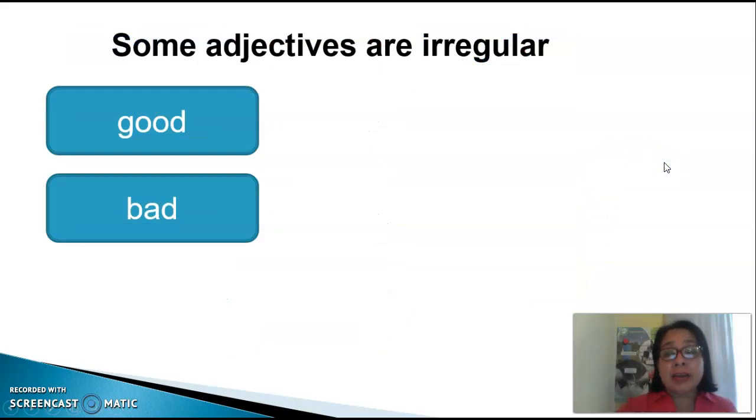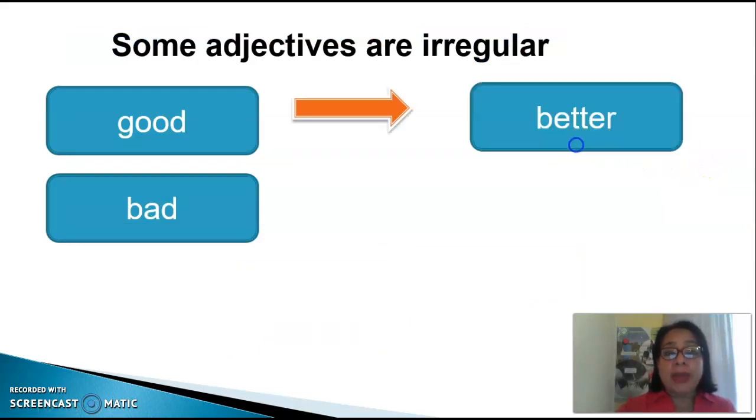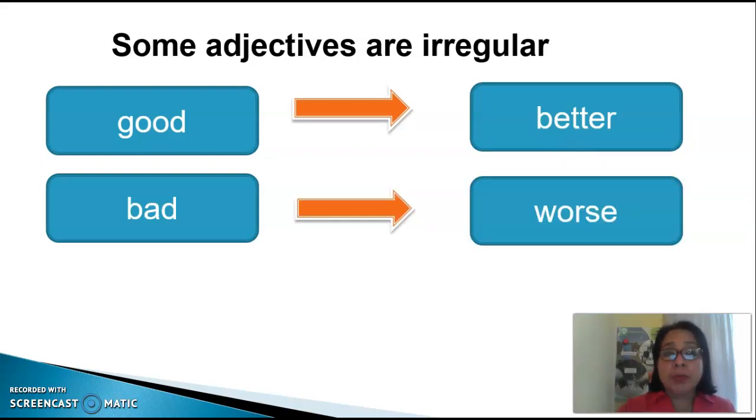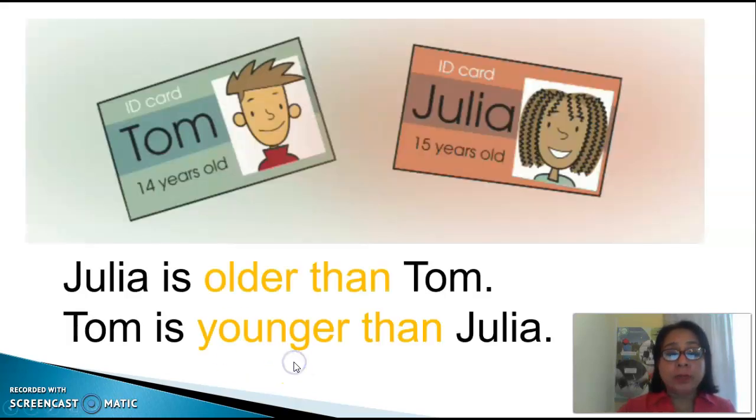Some adjectives are irregular. For example, good. Good is better. Bad is worse. So remember, these adjectives are irregular comparative adjectives. Good, better, bad, worse. Continue.